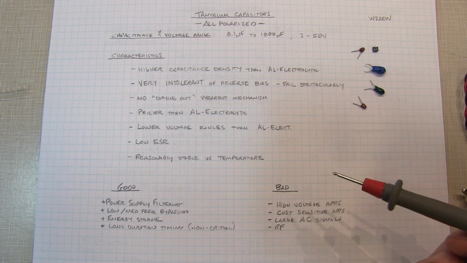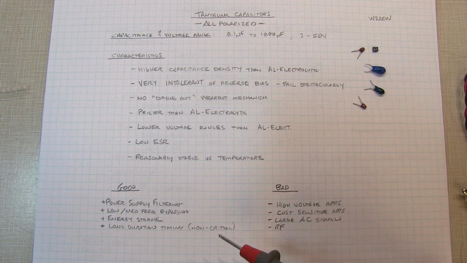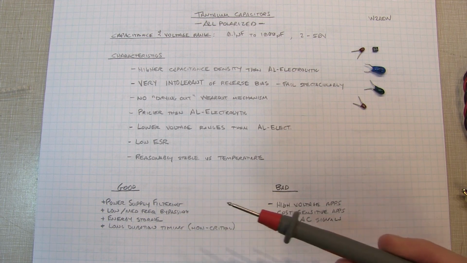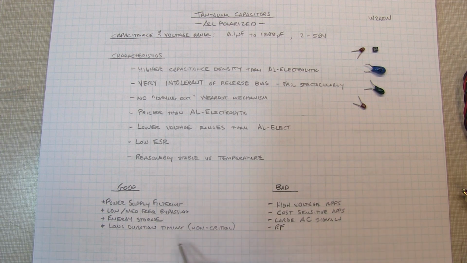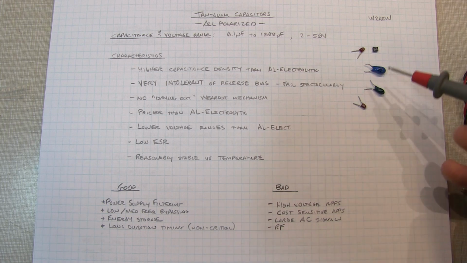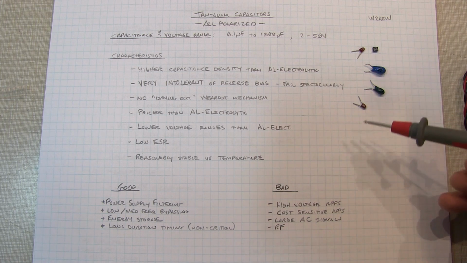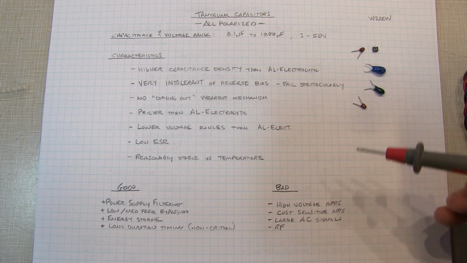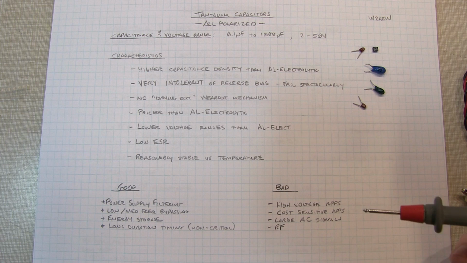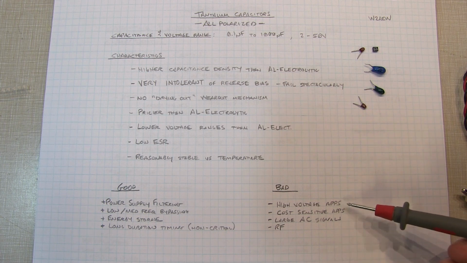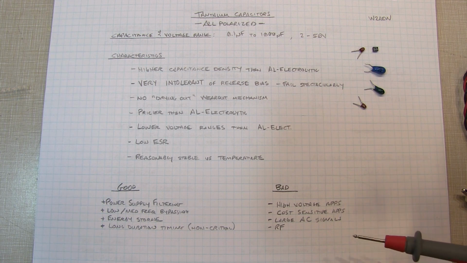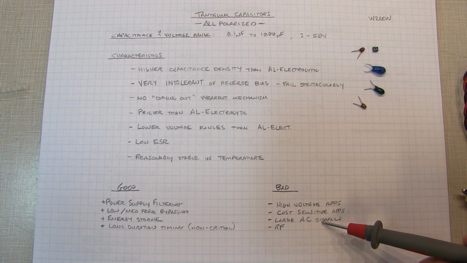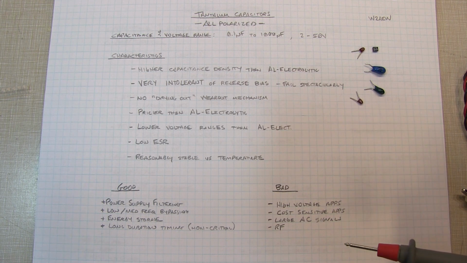So the applications are very similar to the aluminum electrolytics. Good power supply filtering, low to medium frequency bypassing, energy storage, and long duration timing. Again, that is not super critical, although the soakage characteristics and tolerance characteristics of the tantalums are generally a little bit better than the aluminum electrolytics. But they're not good for high voltage applications or cost sensitive applications, of course, or anything that's got any large AC signals that might even momentarily reverse bias them.